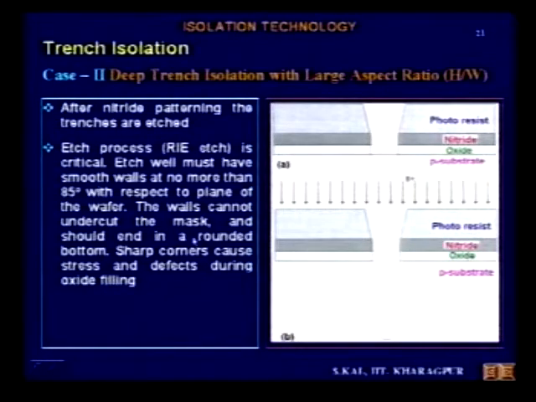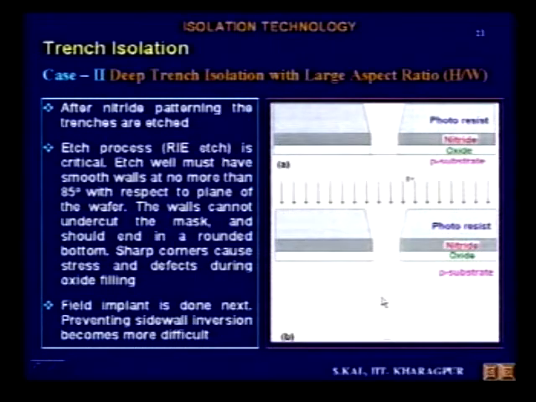And the edge should end in a rounded bottom. This bottom you see is a rounded bottom. That is another criterion. The bottom should be rounded. Sharp corners cause stresses and defects during oxide filling. If the edge has a sharp corner, like this is a sharp corner, this is a sharp corner, then it causes stress and defects when oxide filling. So a round corner is preferable.